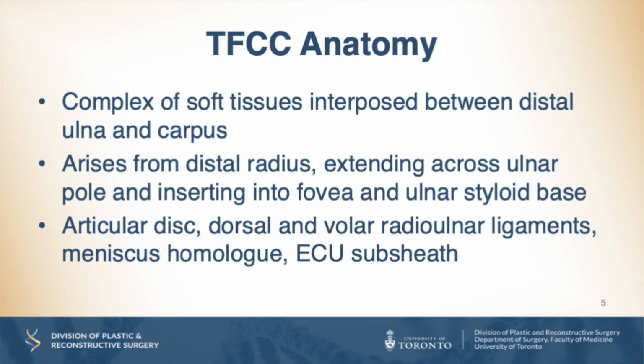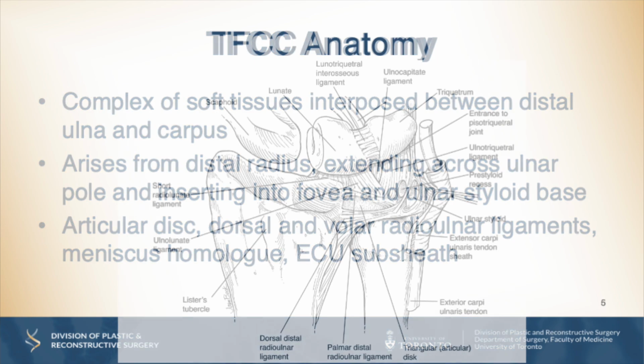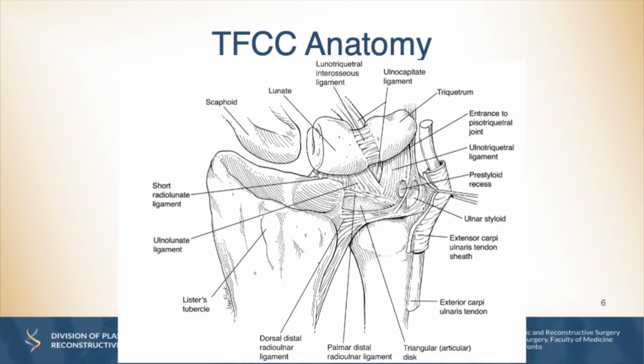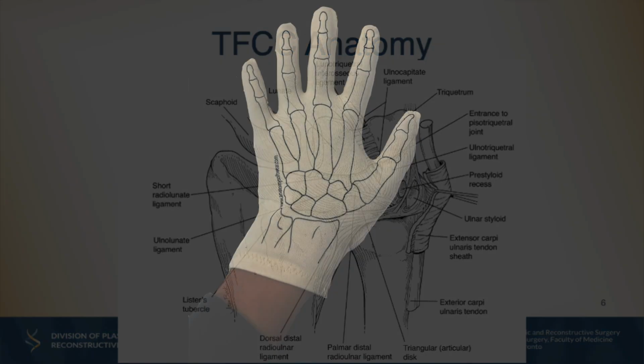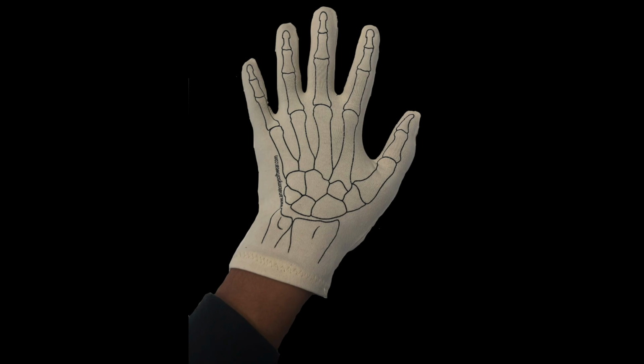The TFCC is a complex of soft tissues that helps to stabilize the ulnar side of the wrist as well as provide load transmission across the ulnocarpal joint. It is comprised of multiple structures, including the articular disc, the meniscus homologue, as well as the dorsal and volar radioulnar ligaments and the ECU subsheath. We can see here, as demonstrated on our anatomy glove, the radioulnar ligaments in blue as well as the ECU subsheath in green.